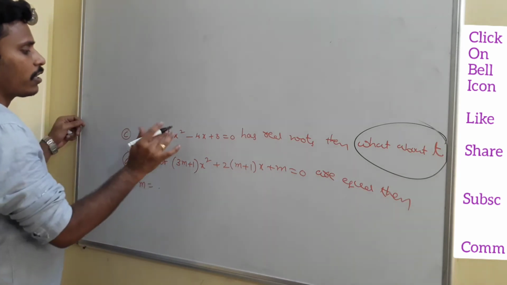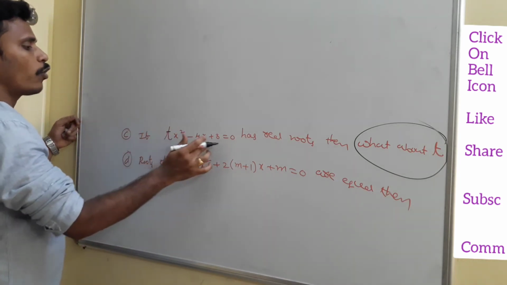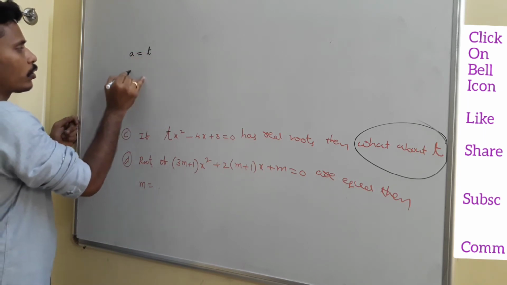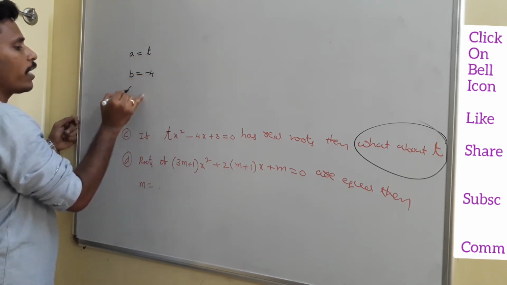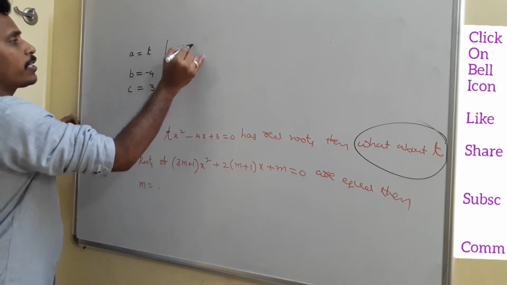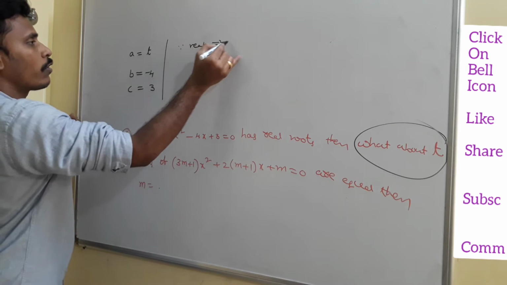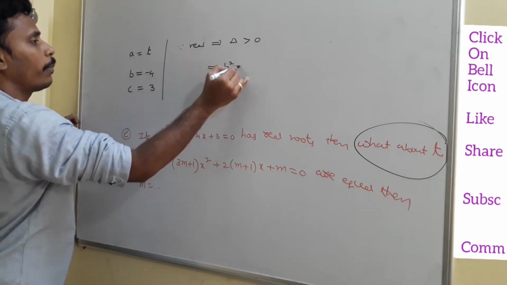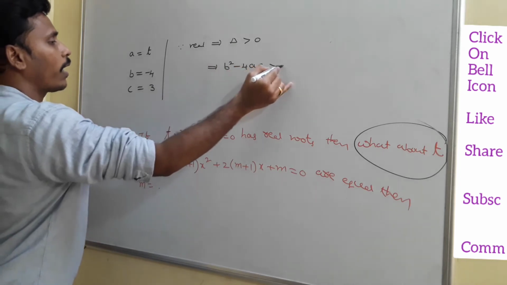And now the equation is tx square minus 4x plus 3. If you compare with our usual general form, a is equal to t, b is equal to minus 4, and c is equal to 3. As they mentioned that the equation has real roots, from there delta value is greater than 0. Delta value means what? b square minus 4ac greater than 0.